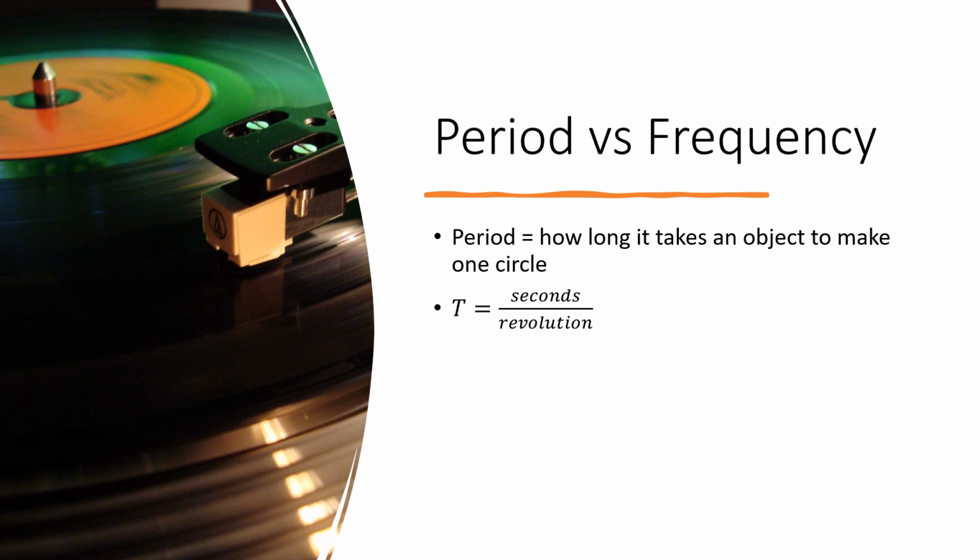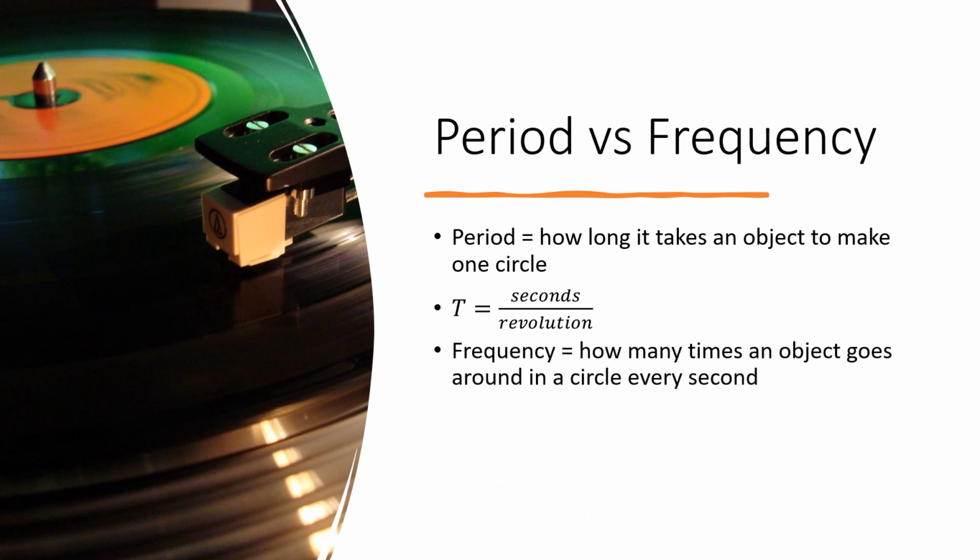And period is symbolized with a capital T, and it's written as seconds per revolution. So how many seconds does it take per one circle? Makes sense? Frequency is different. Frequency is how many times an object goes around in a circle every second. So this is how many revolutions, how many times does that record spin around? Sometimes you have period, sometimes you have frequency.